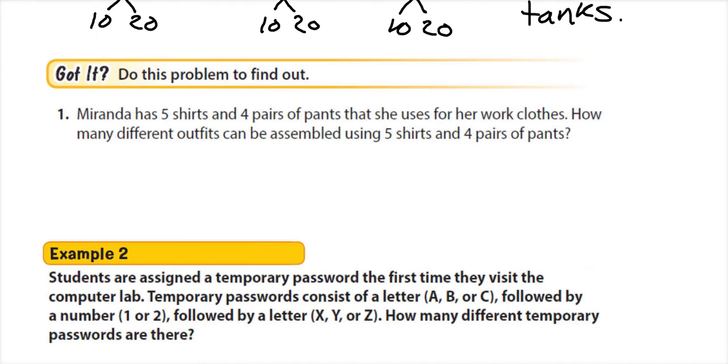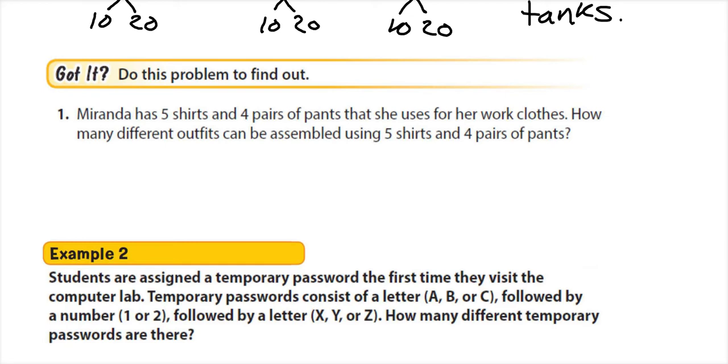Okay, go ahead and try the got it question by yourself. And let's take a look. So it says Miranda has 5 shirts and 4 pairs of pants that she uses for her work clothes. How many different outfits can be assembled using 5 shirts and 4 pairs of pants?